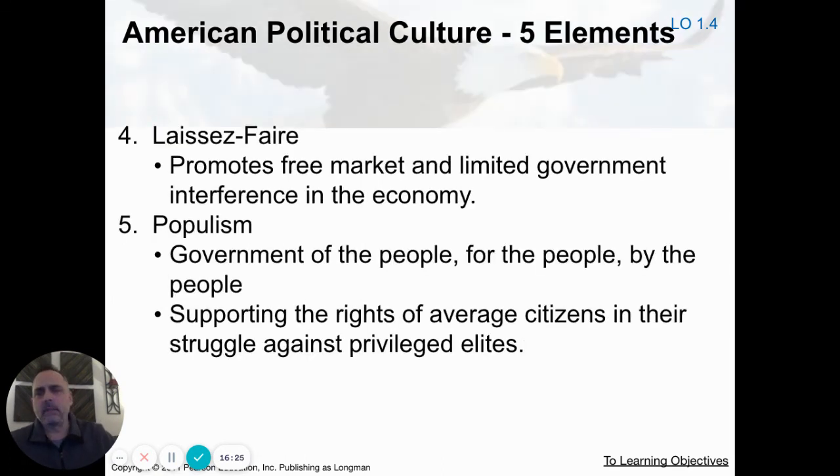Laissez-faire, a French word. Laissez-faire means the idea that government should have its hands off of the economy as much as possible. And then we have populism, government of the people, for the people, by the people, as Abraham Lincoln said. So the more people who support it, it's the right of the average citizens, it's the right of the majority, the idea of populism.